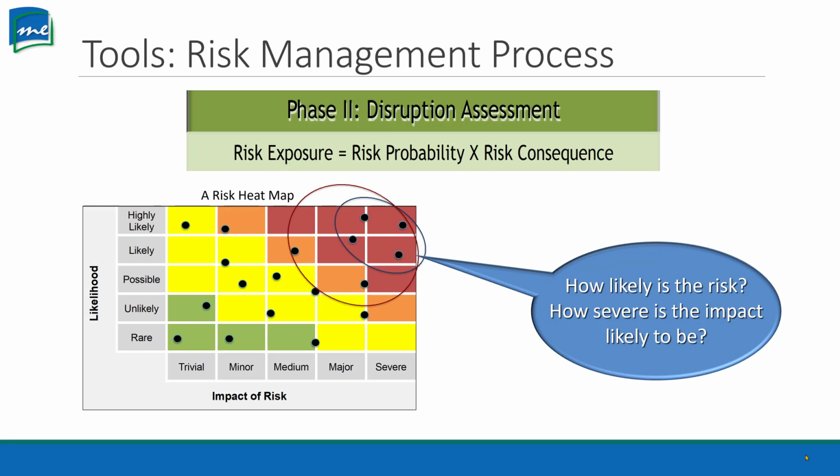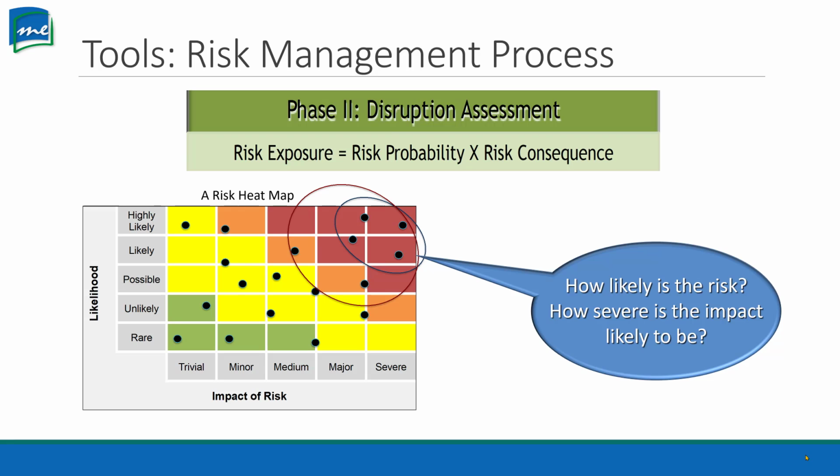So here we have phase 2, our disruption assessment. We need to look at a risk heat map. This can be something as simple as the likelihood of the risk happening. It might be highly likely, likely, possible, unlikely, and rare. And then we need to look at the impact of the risk: trivial, minor, medium, major, and severe. When you look at these, they're color coded. We have green all the way down in rare and trivial, and then all the way up in severe and highly likely, it gets into the red.